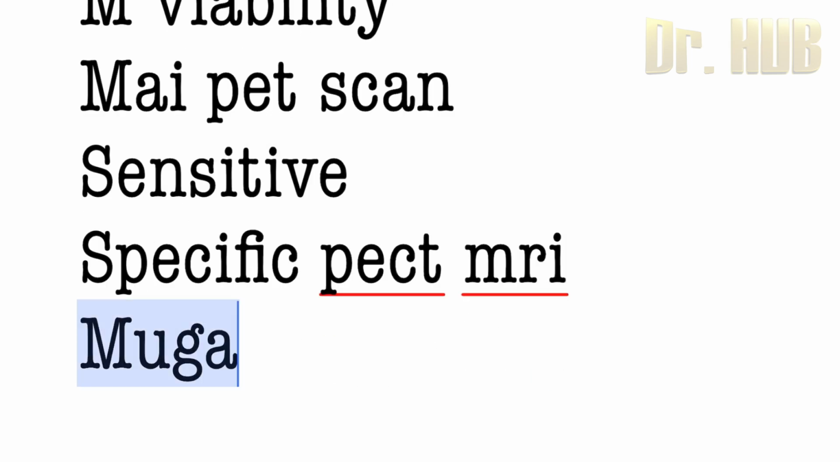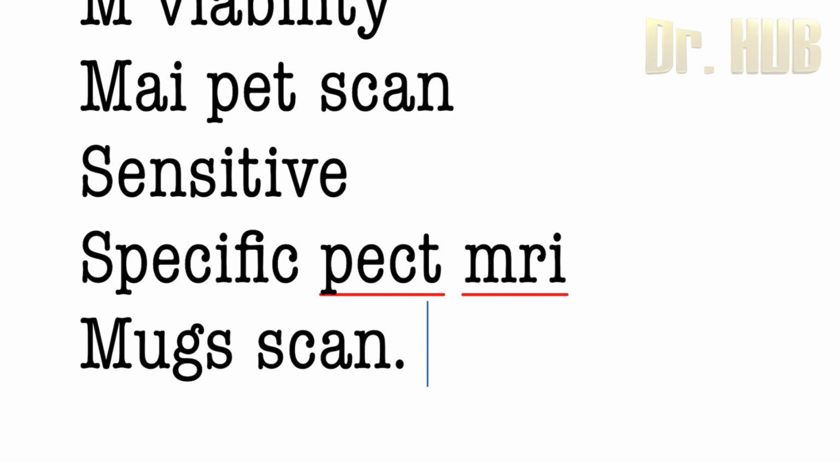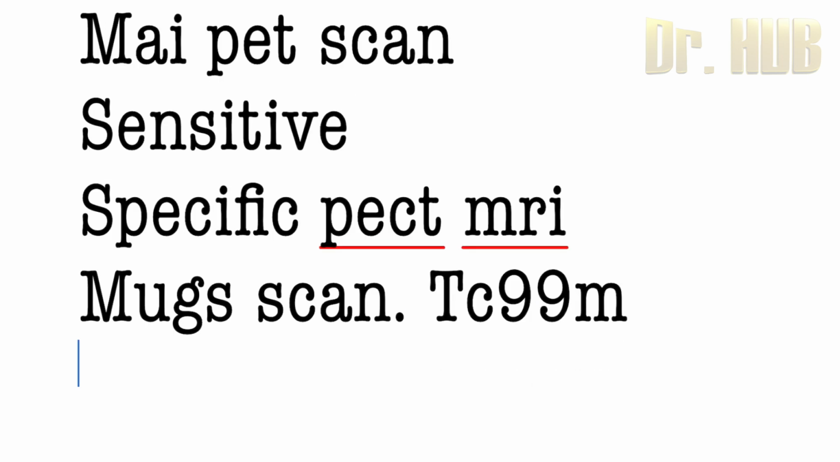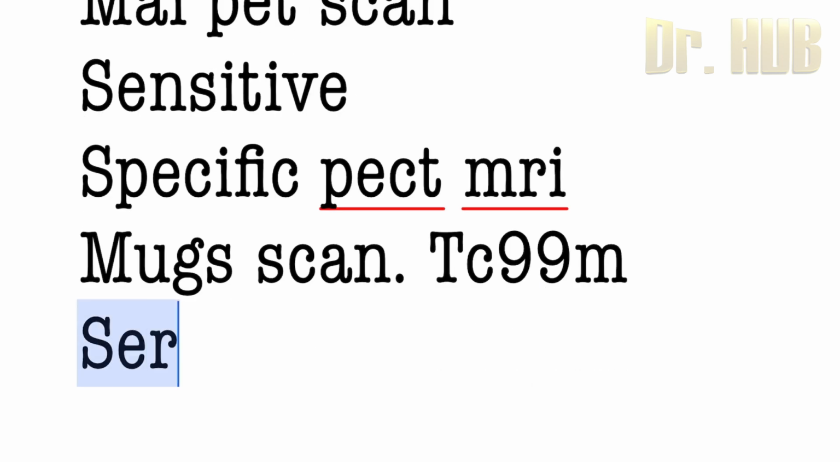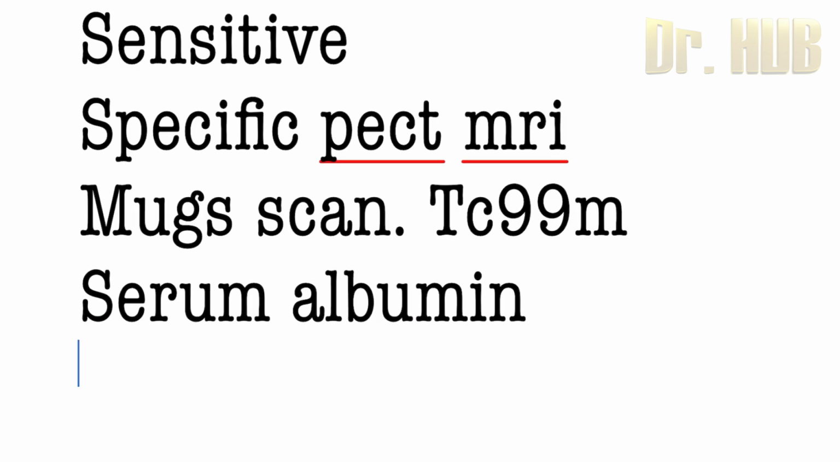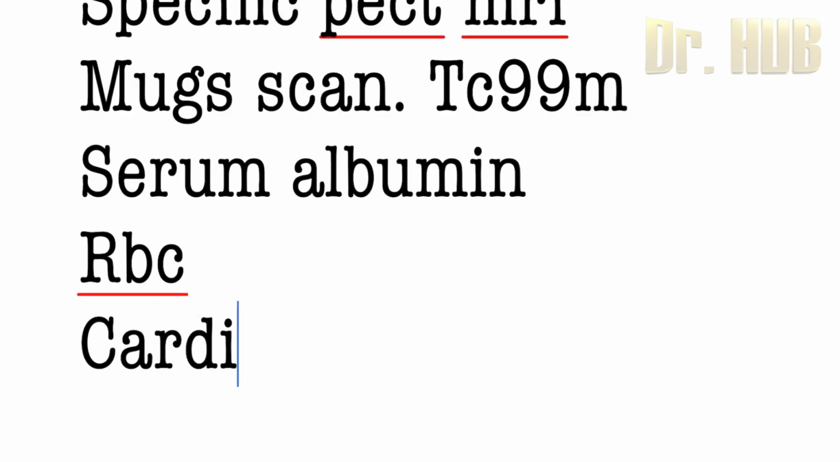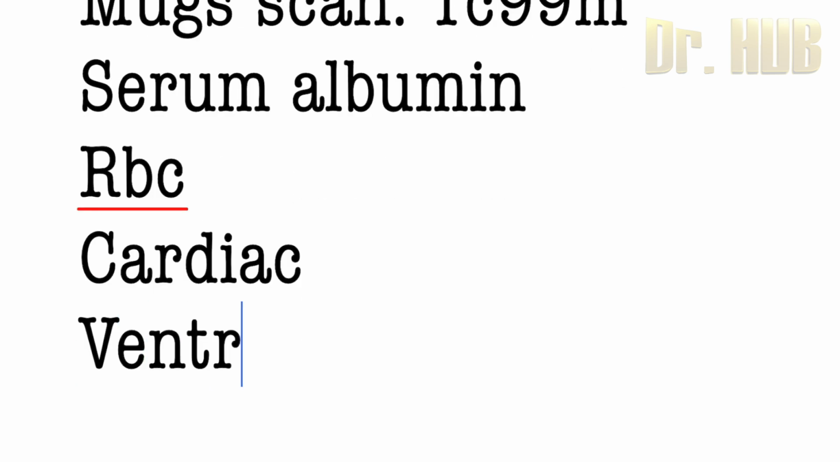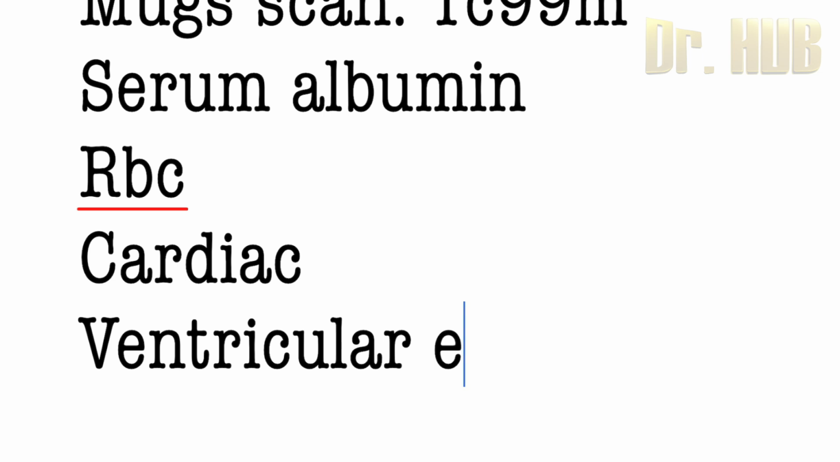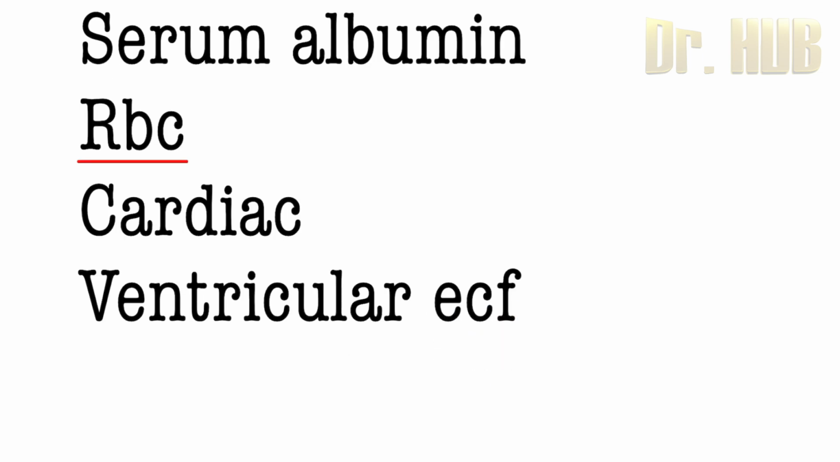And then comes the MUGA scan. The MUGA scan uses Tc99m labeled serum albumin or the RBCs. It is the most accurate method for measuring the cardiac ventricular ejection fraction. MPI by SPECT scan is sensitive and specific. Then lastly, the cardiac CT.